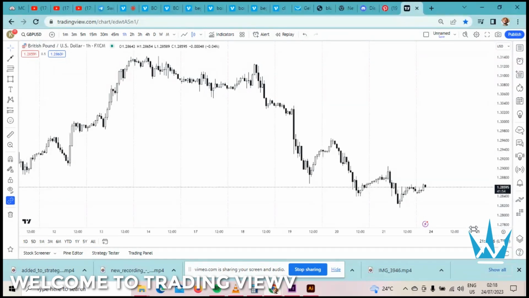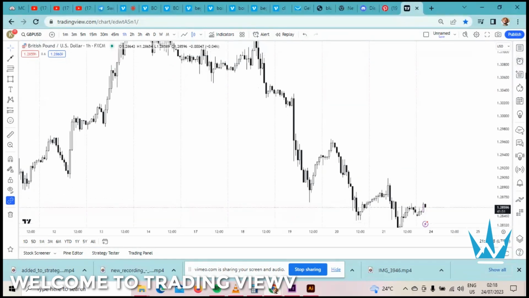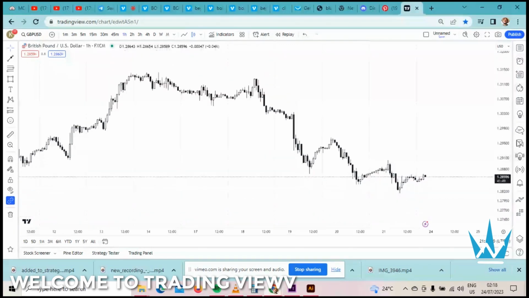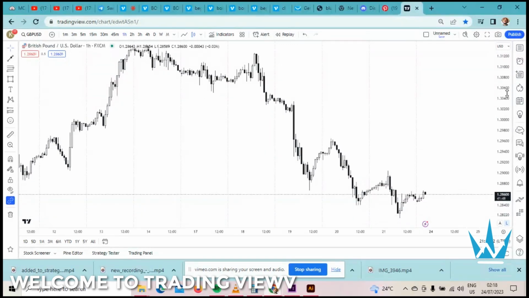The next one is this place where you see numbers. 1 point this, 1 point that, all of them. Right now you can see that it's movable in this direction, up and down, up and down. This is used to expand the chart vertically or shrink it vertically also. These are just adjustment areas.